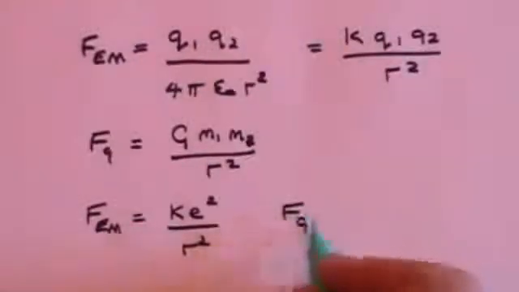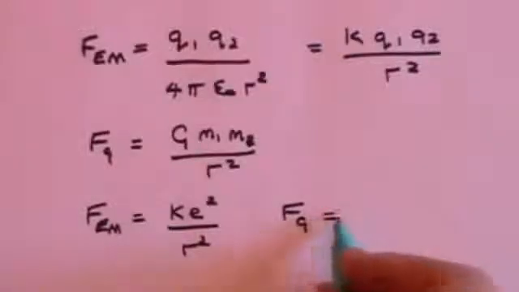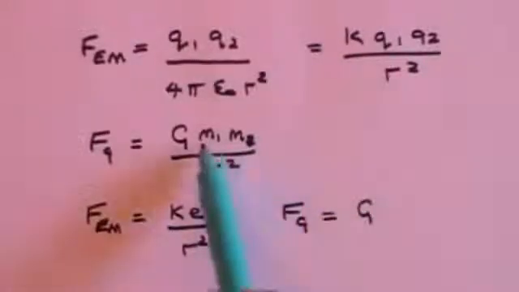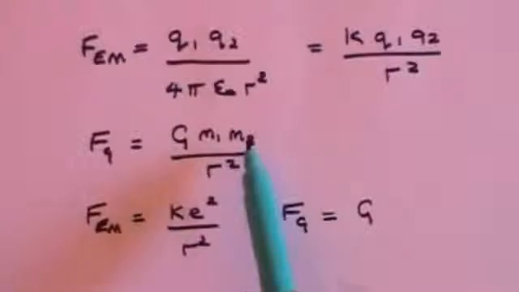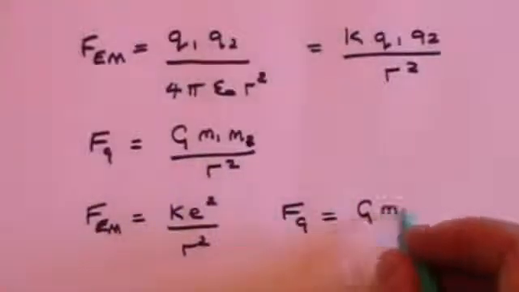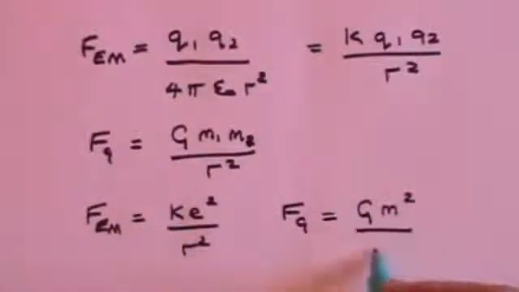What is the gravitational force between two electrons? Well, that will equal G. And now M1 and M2 are both the mass of the electron, which we'll call m. So that's m squared over r squared.